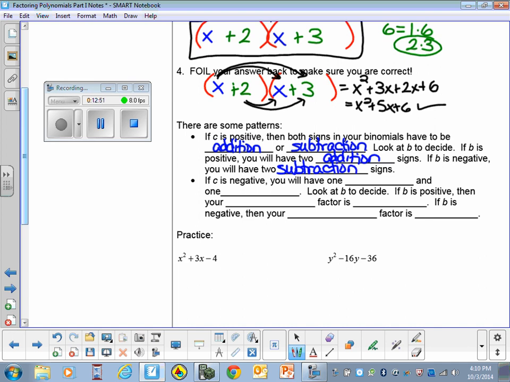If c is negative, we're going to have 1 addition and 1 subtraction, because a positive times a negative is a negative. Again, we have to look at b to decide. If b is positive, then your larger factor is positive. If b is negative, then your larger factor is negative. So let's put some of this into practice.